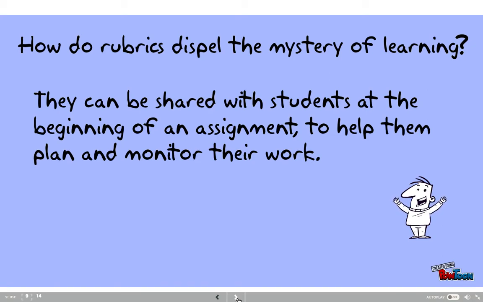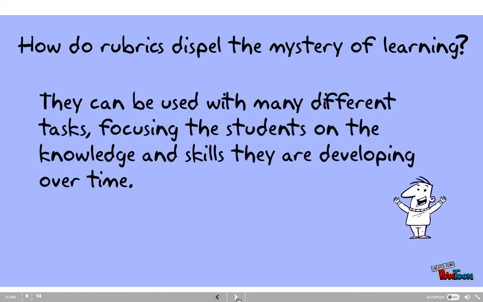Help them see the various levels of work and get them to make sure that they are practicing using actual student work and comparing it to the descriptions in your general or analytic rubric. So how else do they help dispel the learning mystery? They can be used with many different tasks, focusing the students on knowledge and skills they are developing over time.